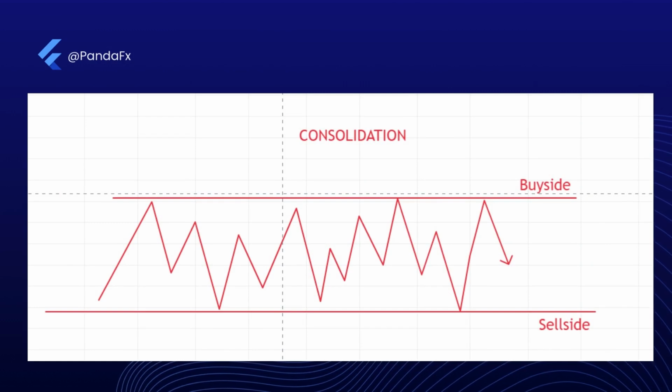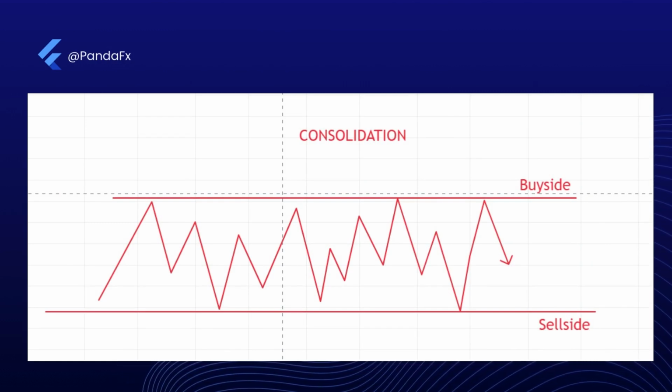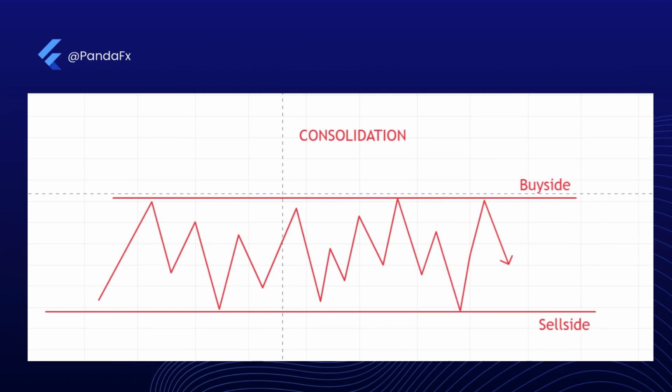What you are currently seeing is an example of a consolidation event where price is just within a range. Most consolidation events look like this, in a rectangular form. It should just be within this particular range. So price is haphazard, there's no clear trend.